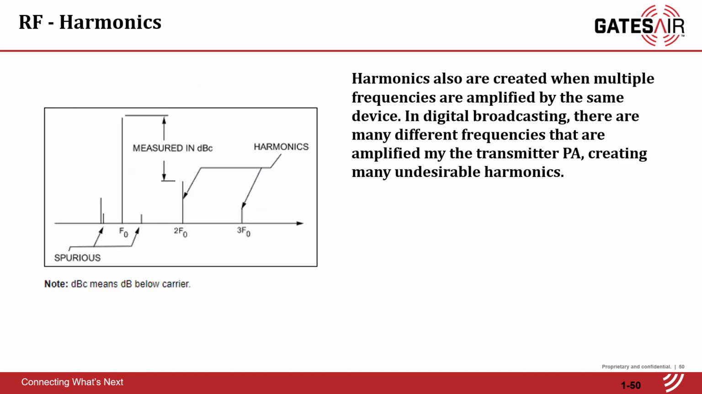In digital broadcasting, there are many different frequencies that are being amplified by the transmitter PA, which does create undesirable harmonics. Here we see a chart of the original frequency, f sub 0, and the harmonics 2 and 3 times. Notice they are measured in decibels relative to the carrier. We will get into that in a later session.